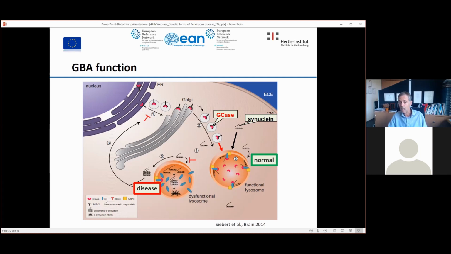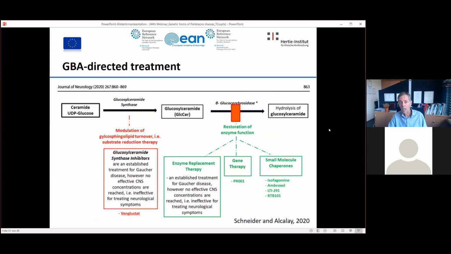Again, there are options of mutation-directed treatments. For example, one could, this is actually the pathway. So there's the block due to the glucocerebrosidase mutation. One could try to restore the enzyme function. That's not easy, because enzyme replacement usually doesn't cross the blood-brain barrier.